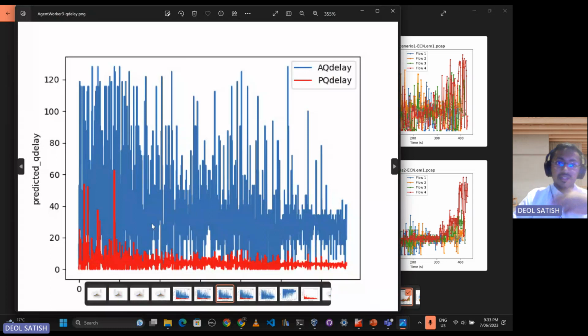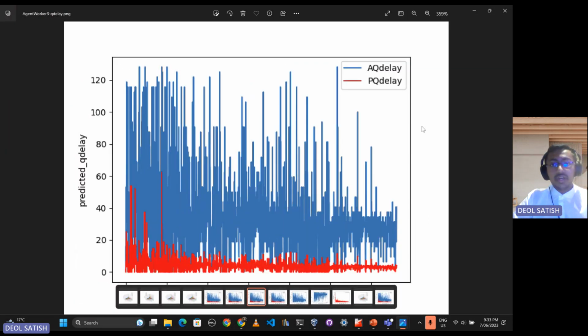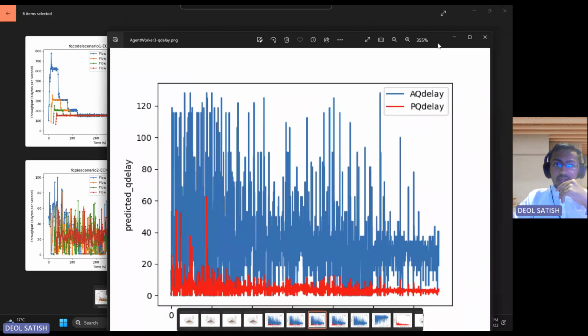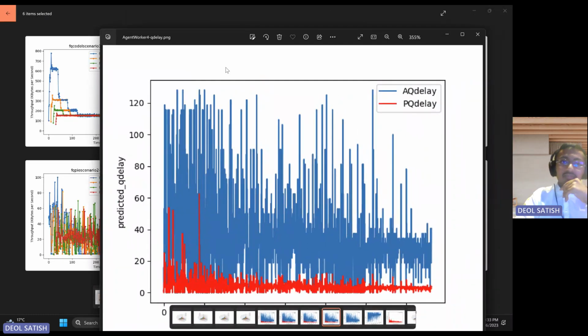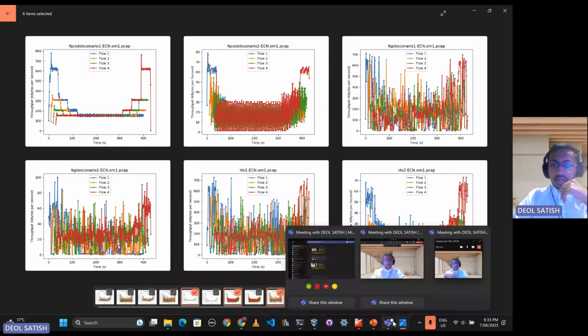This is our predicted and actual queue delay using our A3C. What we can say is that the predicted queue delay from our A3C model is a lot better. I don't know if you're able to see this, but this is for agent worker 3. So for all three agents, we have different graphs. Yep, so this is all I have.